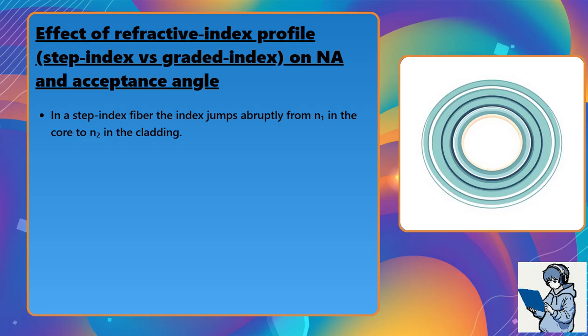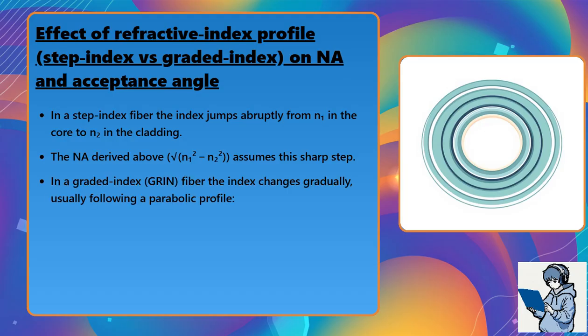In a step index fiber, the index jumps abruptly from N sub 1 in the core to N sub 2 in the cladding. The NA derived above, square root of N sub 1 squared minus N sub 2 squared, assumes this sharp step. In a graded index GRIN fiber, the index changes gradually, usually following a parabolic profile.